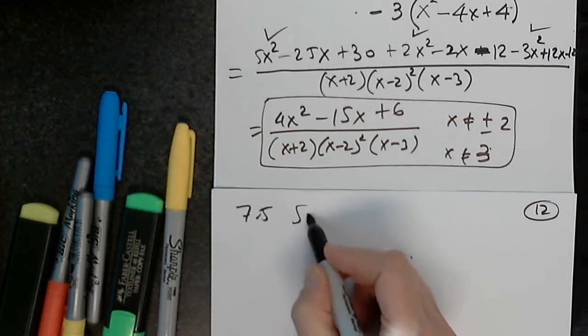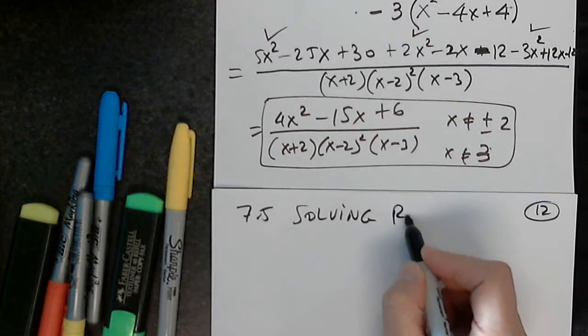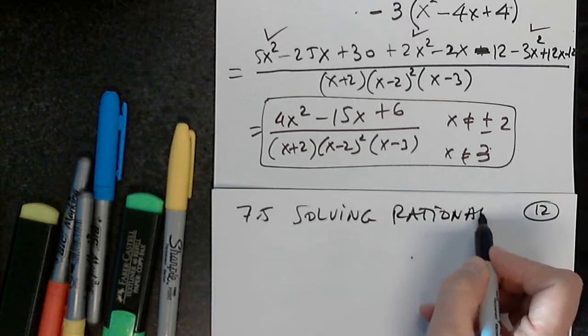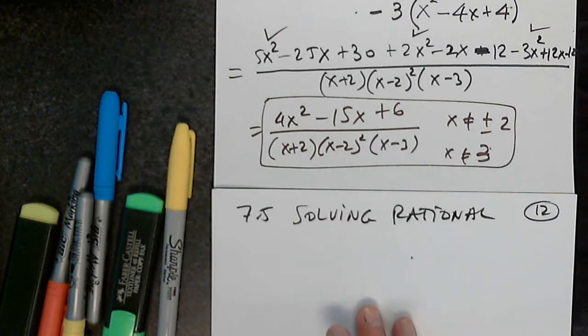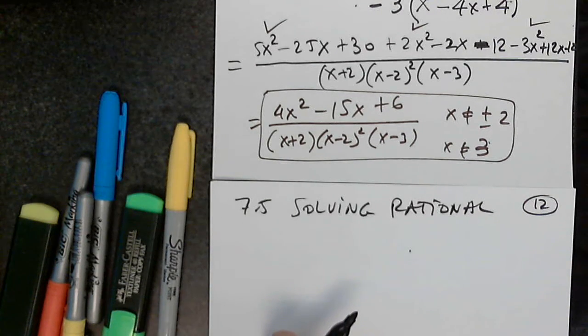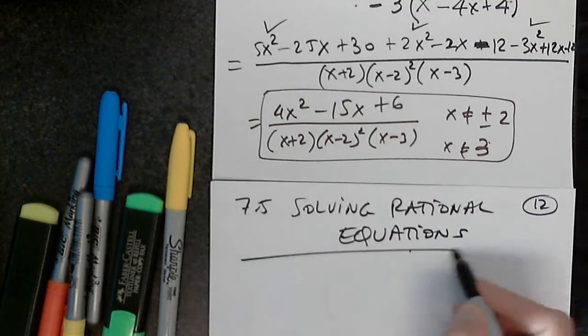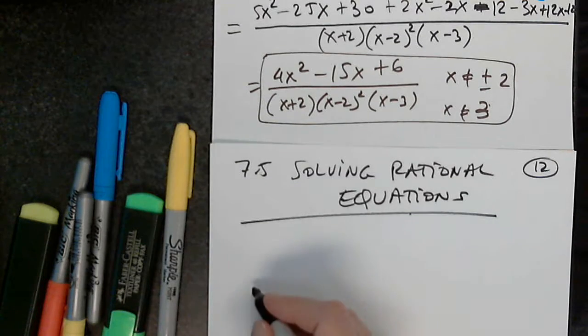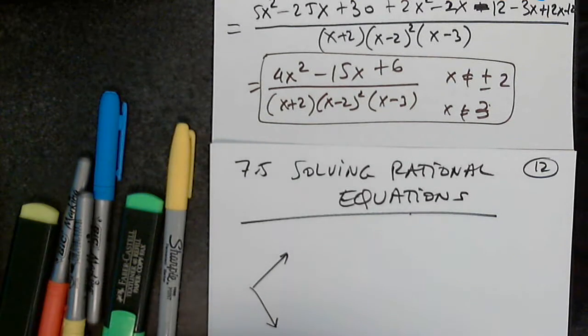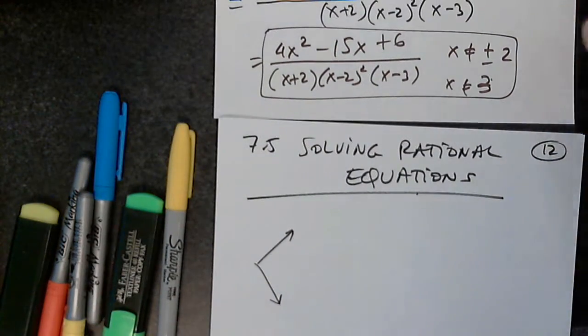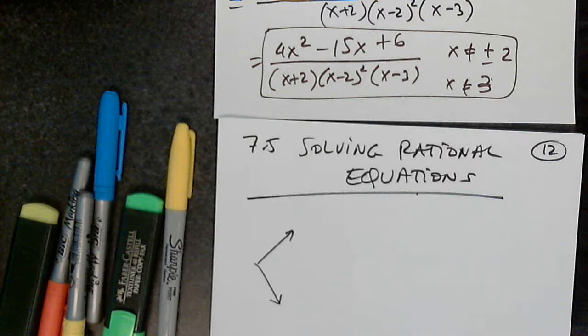7.5, solving rational equations. If I said solving rational, what will be the next word? Of course. There are 2 types of rational equations. I said that if we understand 7.4, the last 2 sections will be a breeze. You will have no difficulties now. If you understood 7.4, trust me, you'll have 0 difficulties in 7.5 and 7.7.